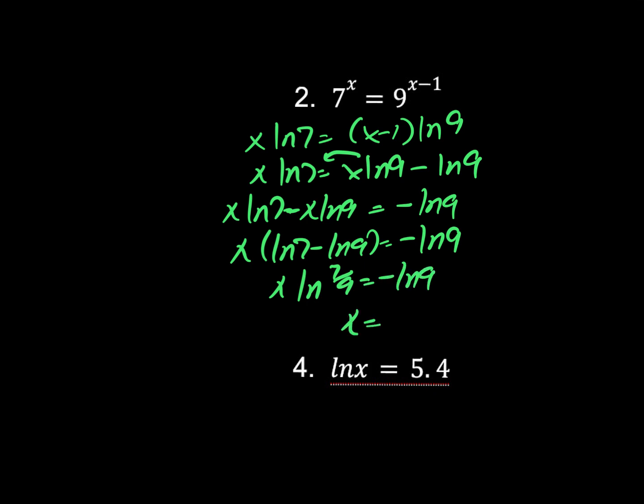So I'm going to divide both sides by the natural log of 7/9 to get my final answer on my calculator. When I punch that in, I'm getting 8.7429. Make sure you're getting the same thing there.